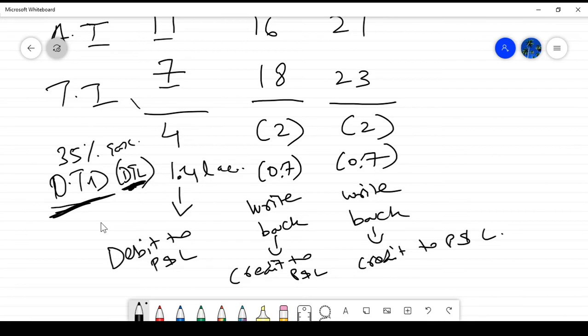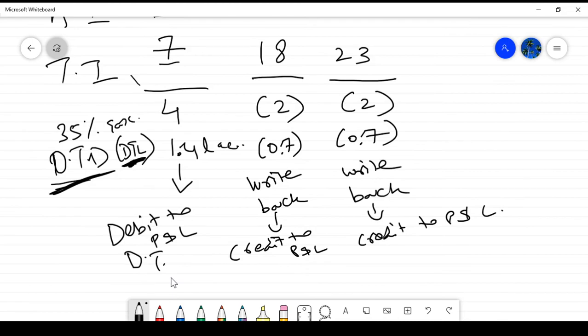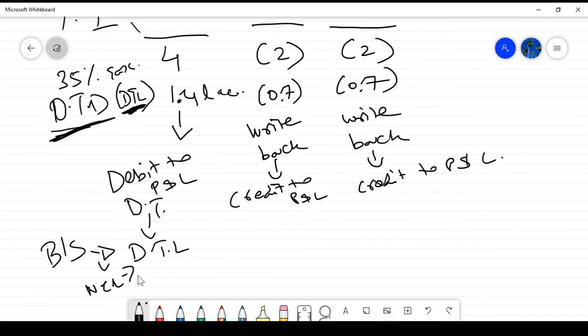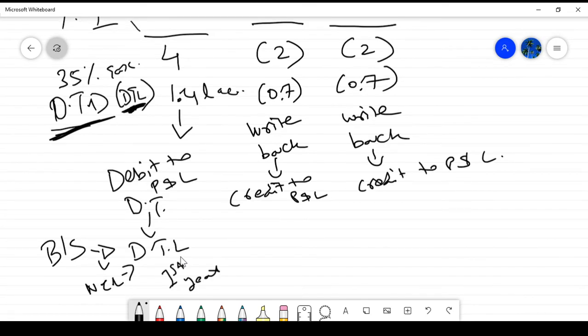And I have to create a deferred tax liability. I have to keep this 1.4 lakh in my balance sheet under the deferred tax liability category, under non-current liability, for the first year. I have to keep this figure. Okay. Second year, what happens?